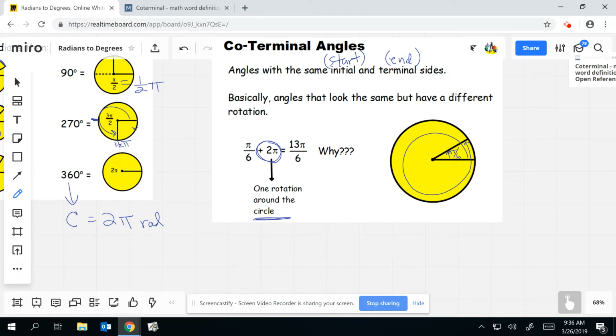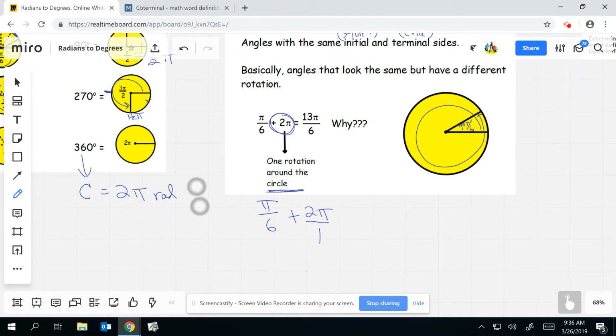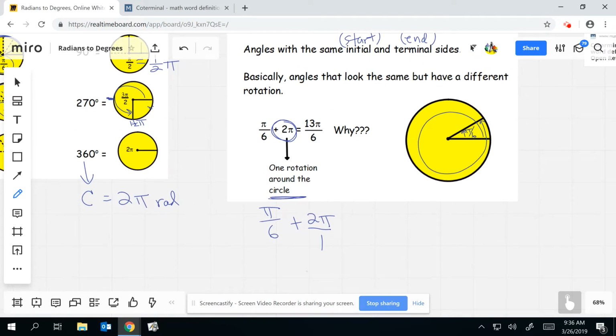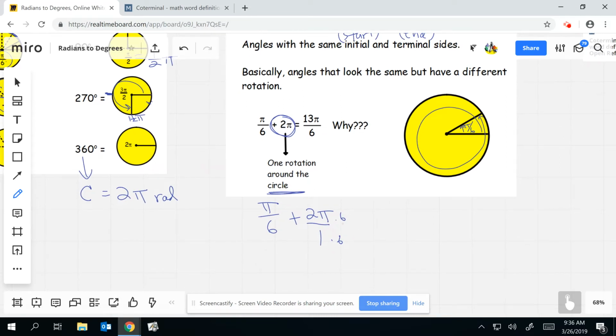Now, how did they get 13 pi over 6? So if they take pi over 6 and add 2 pi and put a 1 under it, what do you have to do there to add those fractions? You need a common denominator. So I'm going to have to multiply the second one by 6. So that's going to give me 12 pi over 6. So now I can add my 1 pi over 6 with my 12 pi over 6. That's how they got 13 pi over 6 radians.